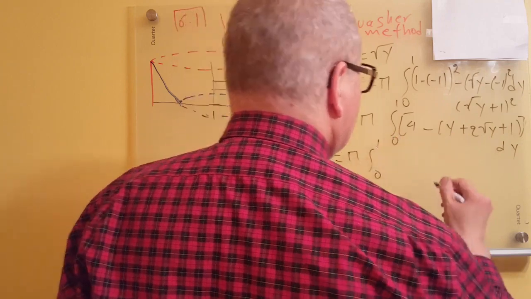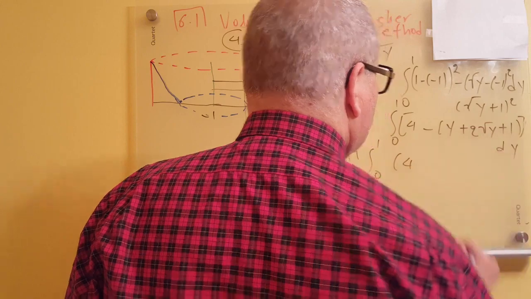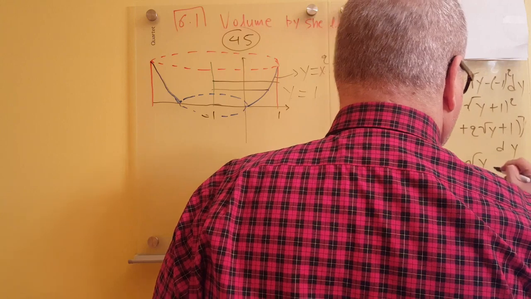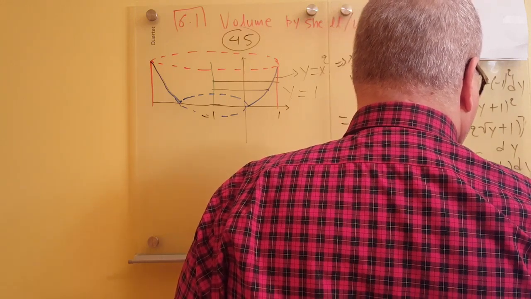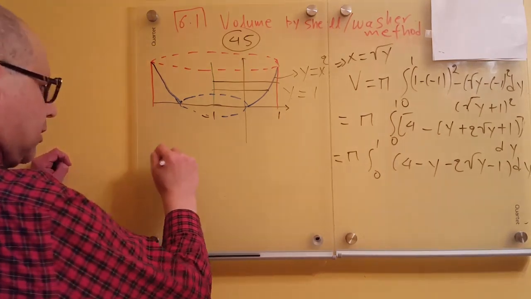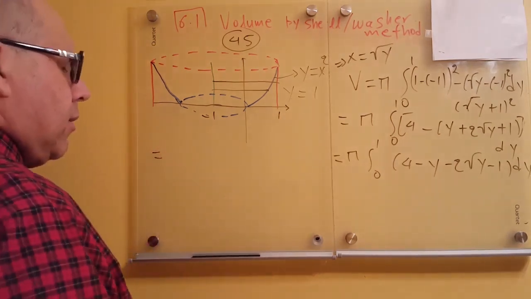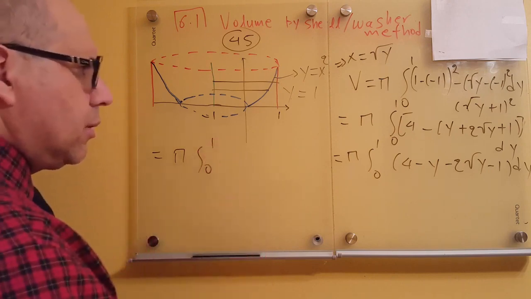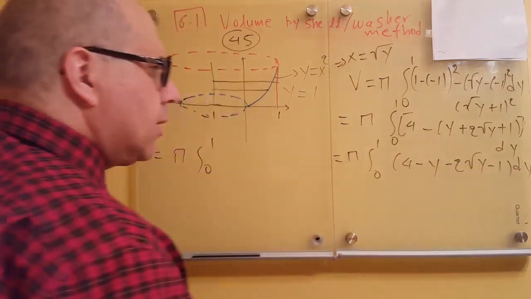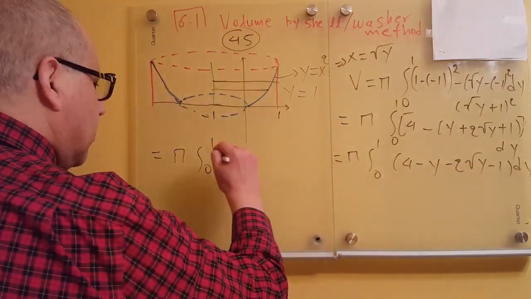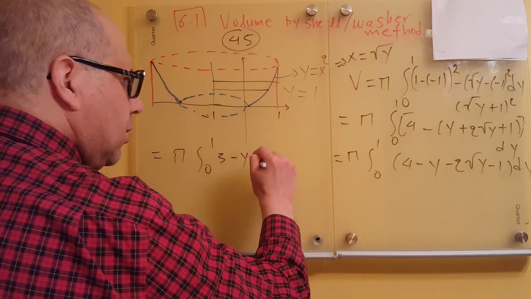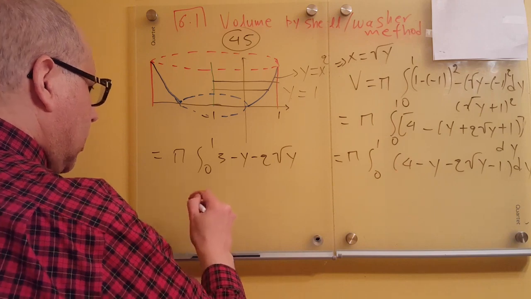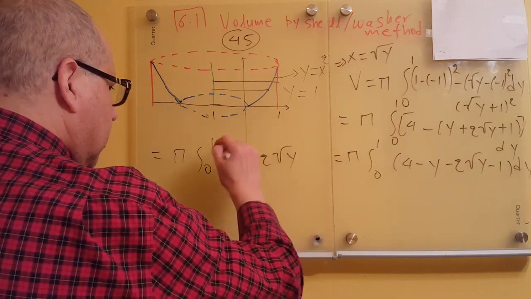From 0 to 1, that's 4. We remove the brackets, what do we have? We have minus y, minus 2 square root of y, minus 1, dy. Now this will give us pi, integral from 0 to 1. No, this 4 with minus 1 gives us 3. So that's 3 minus y minus 2 square root of y.